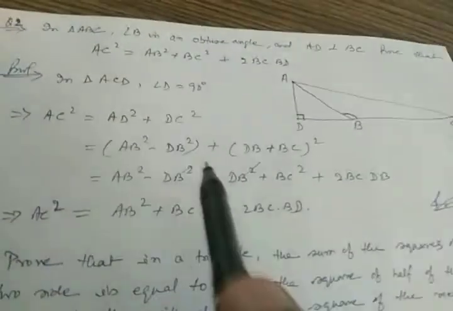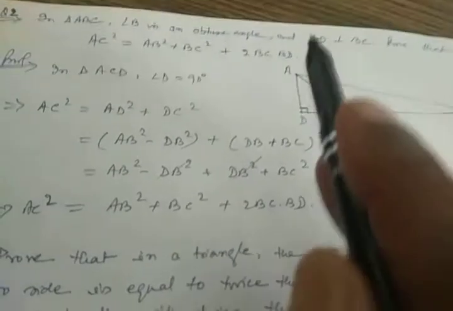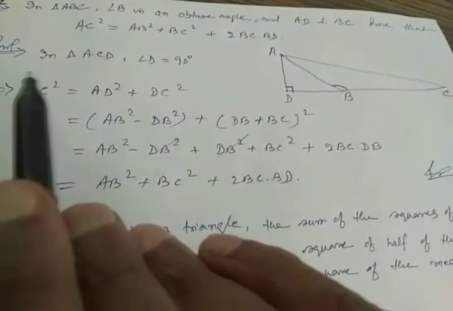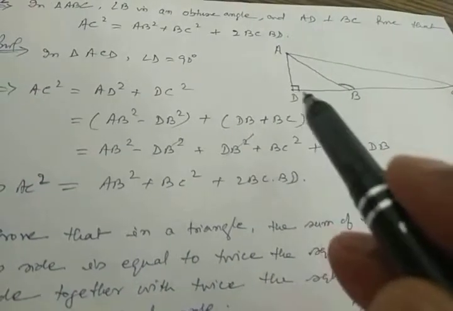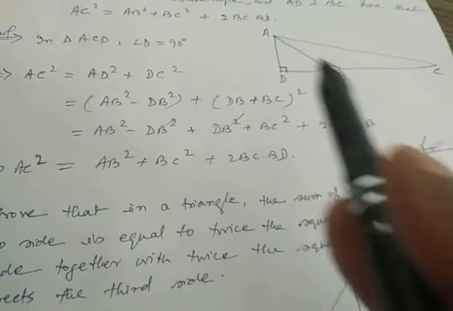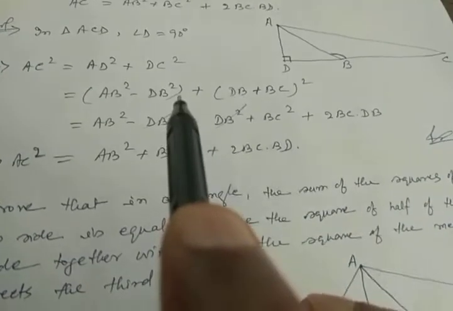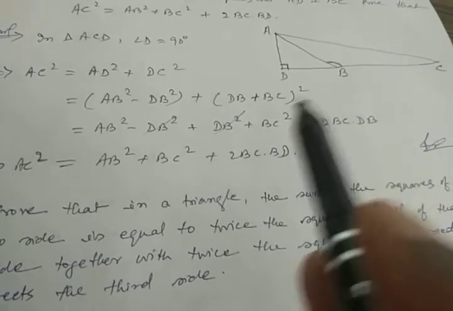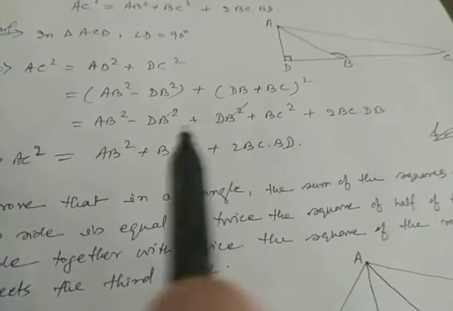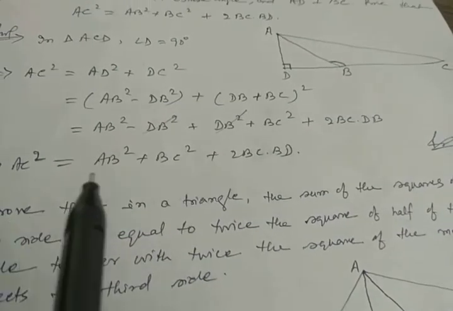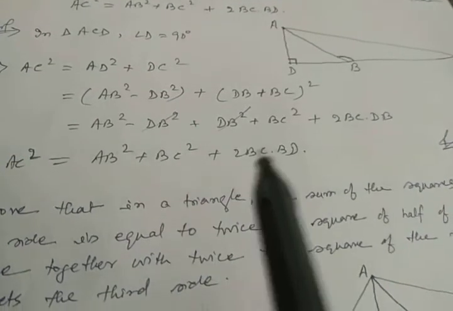Now see, the proof is just similar to whatever we have done for the acute triangle. Just see in triangle ACD, in that figure also we have taken triangle ACD. Now D is 90, so AC square is equal to AD square plus DC square. AD square can be written as, for this smaller triangle, AB square minus DB square. And this DC can be written as DB plus BC, the whole square. Expand this bracket. Clear? Now DB square cancels. Hence, you can prove AC square is equal to AB square plus BC square plus 2BC into BD.